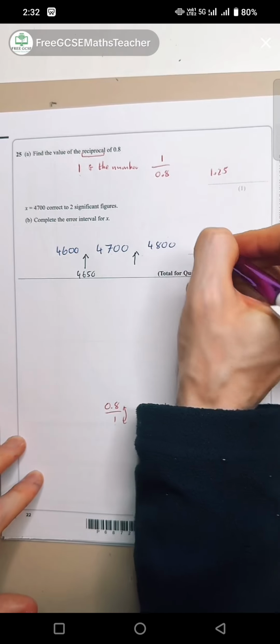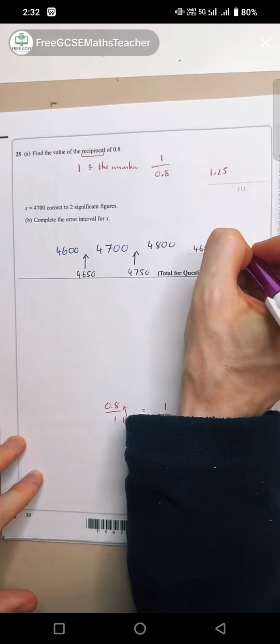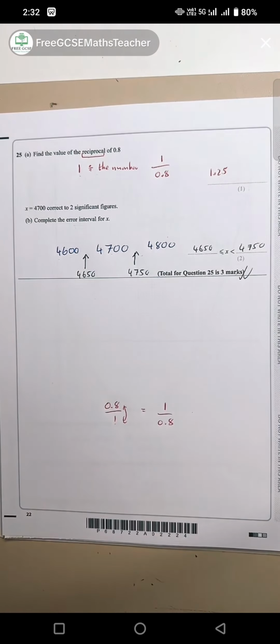That goes on the left. And what's between 4,700 and 4,800? 4,750. And that goes on the right. And that's it done. And that gets you another 2 marks in the bag. So always read the question carefully.